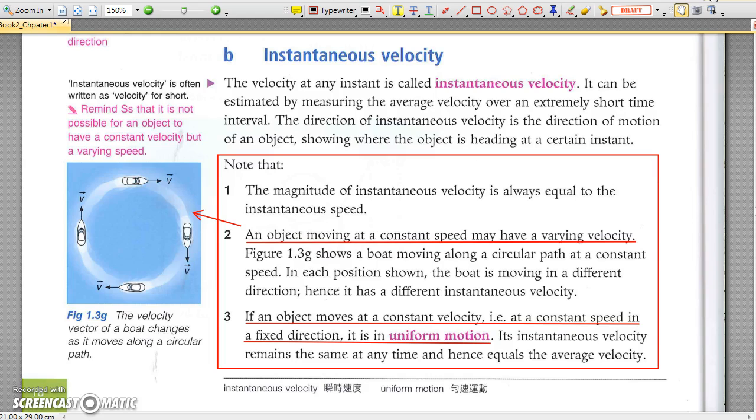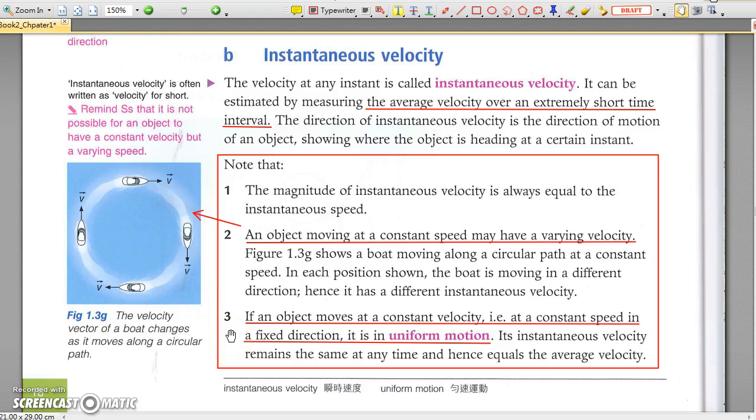The average velocity within a very short time interval is close to the instantaneous velocity at the middle of that time interval. Also note that the instantaneous speed and instantaneous velocity are always the same in size, and that an object moving at constant speed, such as one in a circular path, may have a varying velocity, as the direction of the motion is always changing, while its speed is constant.